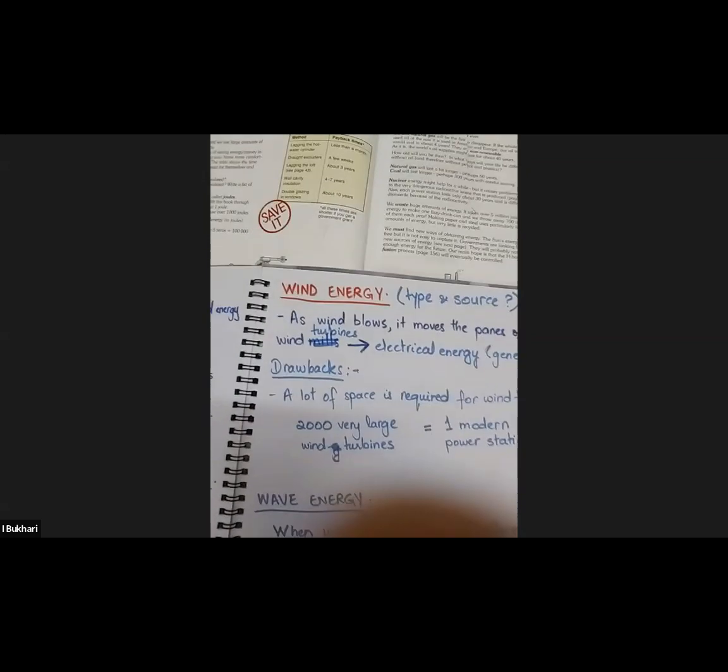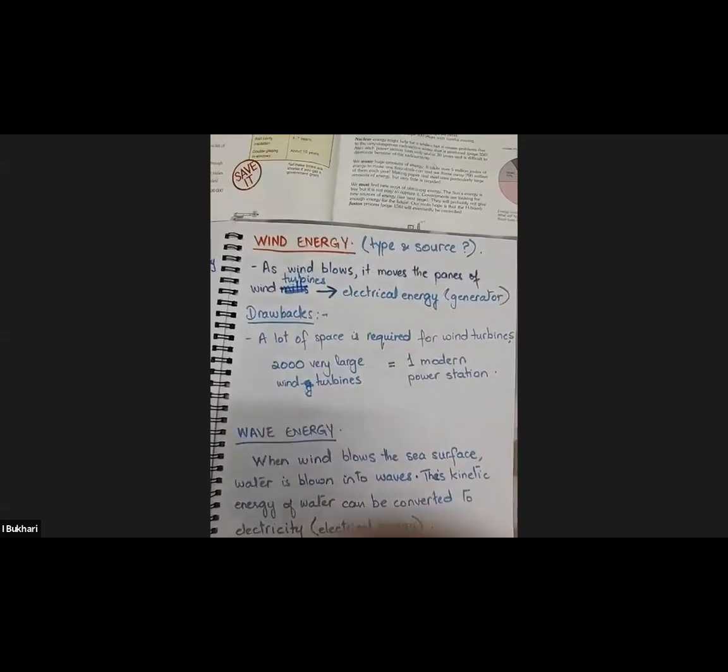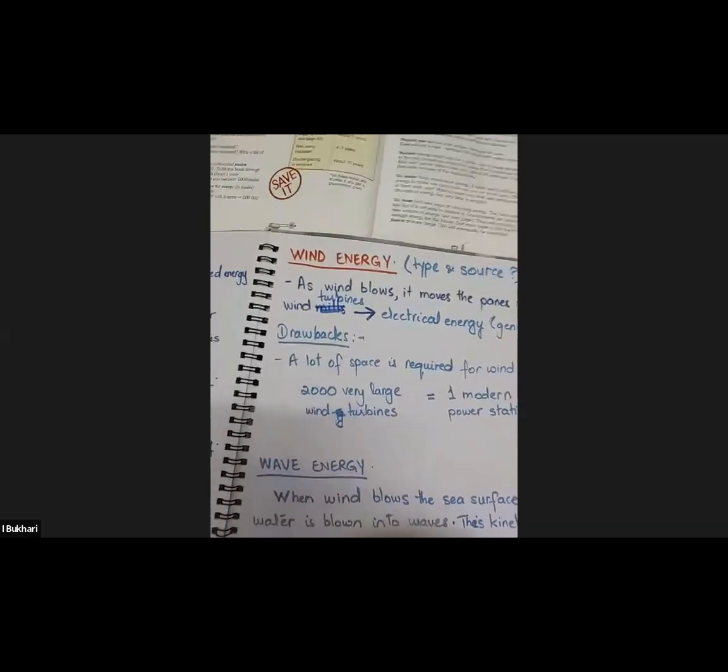Okay. Yes, biofuel and biomass are the same. Biofuel is a term for when that mass is being used as a source of energy. When that mass is used as a source of energy, it's called biofuel.